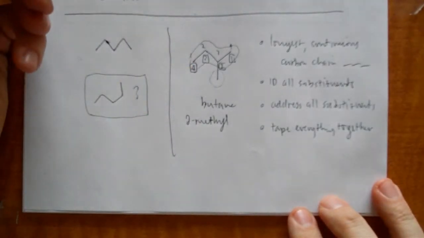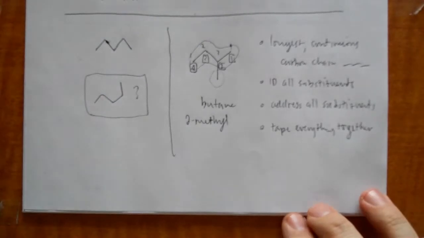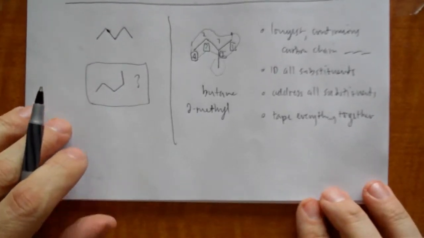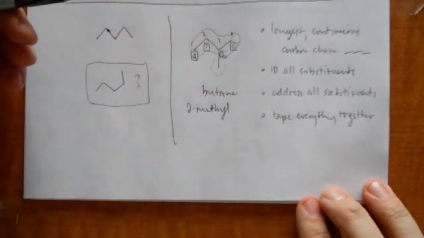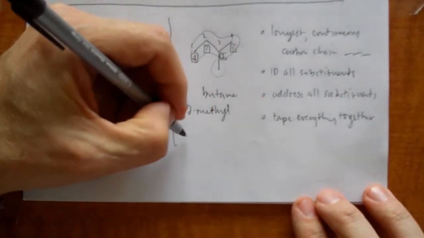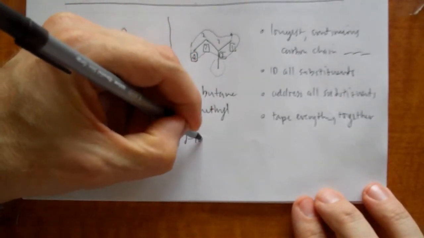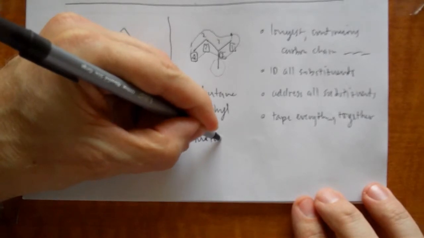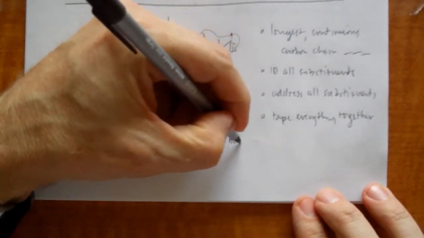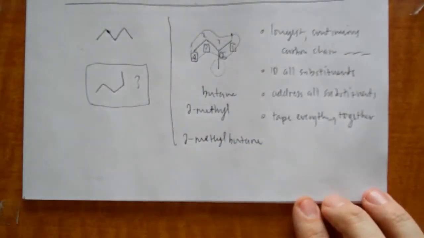Now, this is so obvious you might be tempted just to jump from here to the answer on your quiz or exam, but I do recommend that you write these out, write them out just like I'm writing them, in all simple steps, and you'll be less likely to make a mistake under pressure. 2-methyl butane. That's it. Okay?